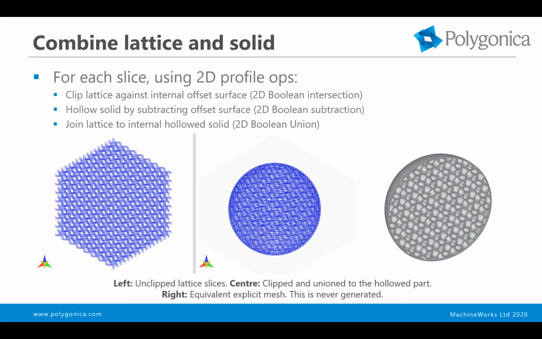So the image on the right shows what this would look like if we actually created the full explicit mesh geometry of the sphere that we're showing in the center. But as I've said already many times in this introduction, we never actually do that in this demo. We just create the slices without ever creating the lattice itself. Okay, so on to the demo.